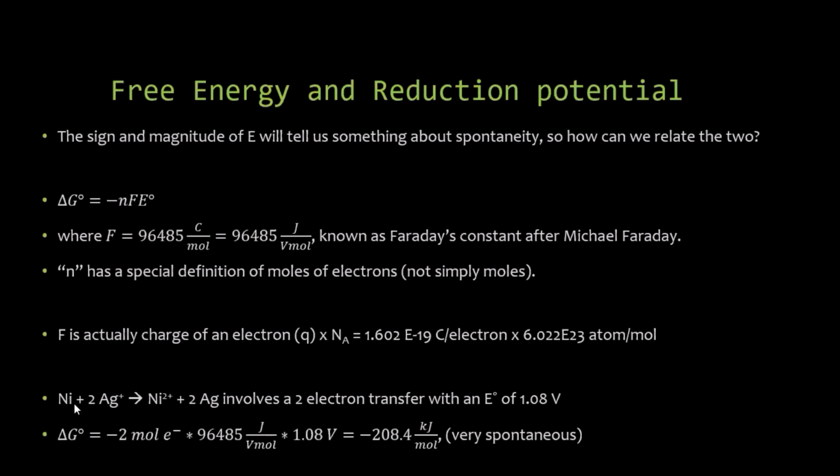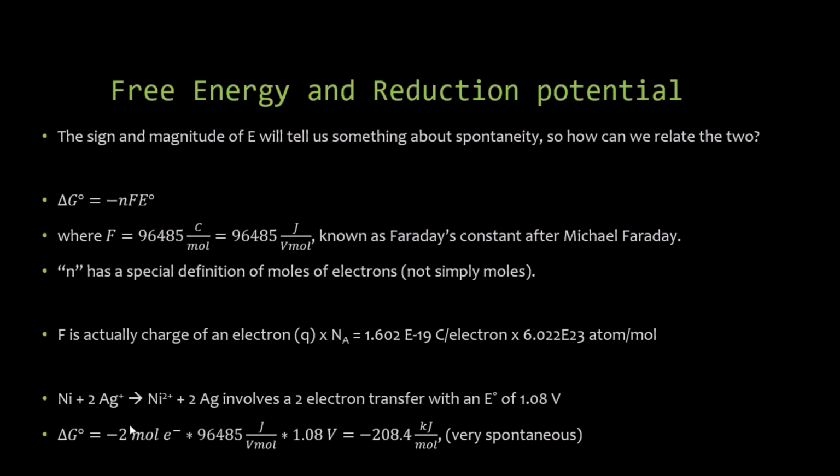So just an example of this in action. Nickel goes to nickel 2 plus, and 2 silver plus goes to 2 silver solid. Now in this, each silver is gaining 1 electron, but there's a total of 2 electrons gained. Each nickel goes to nickel 2 plus, meaning 2 electrons are lost. So the total amount of electron transfer is 2. You could calculate the E cell of this as 1.08.